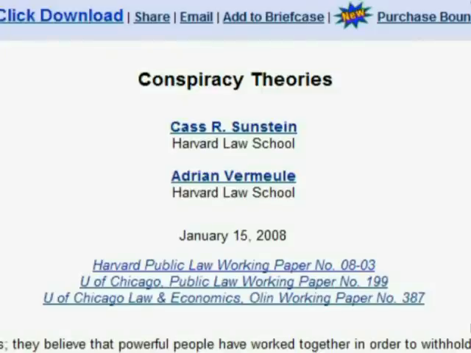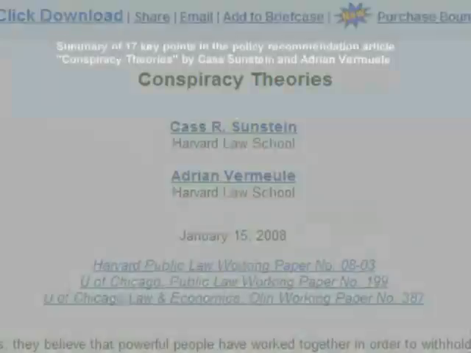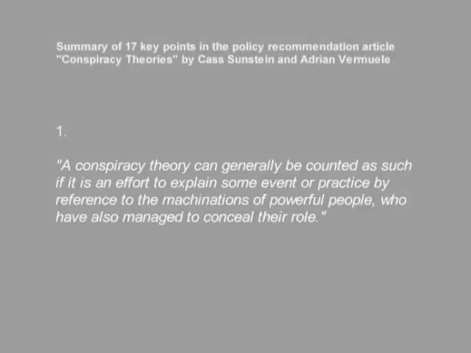Sunstein and Vermeule's assertions about the nature of conspiracy theories are as follows. A conspiracy theory can generally be counted as such if it is an effort to explain some event or practice by reference to the machinations of powerful people, who have also managed to conceal their role.